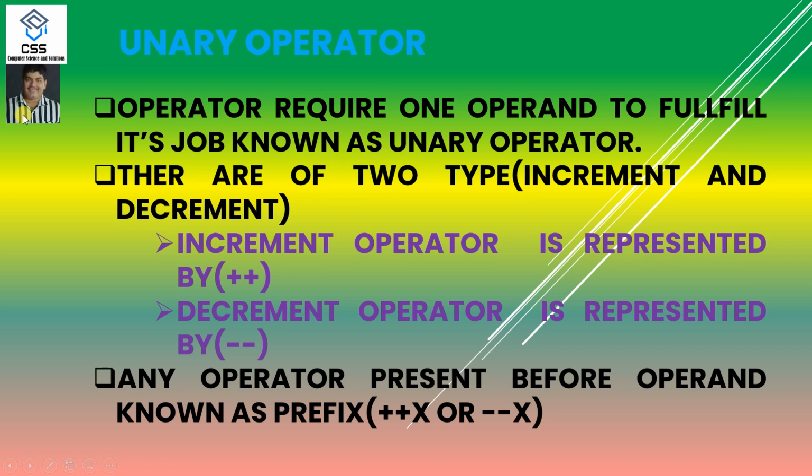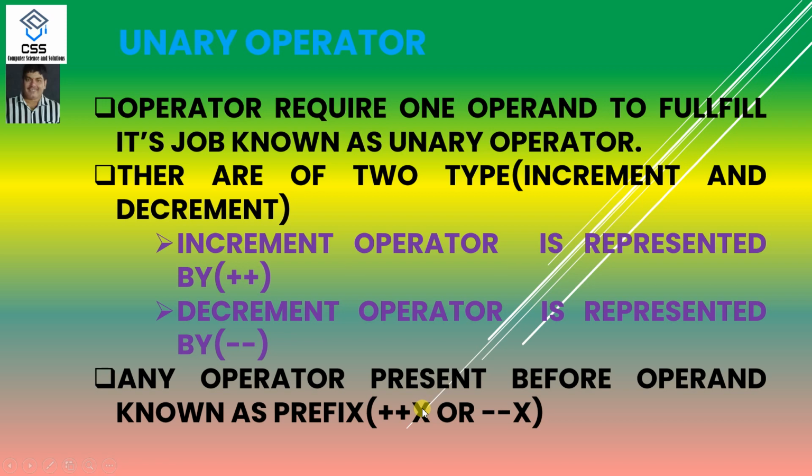A unary operator, as we discussed, requires one operand or variable. Unary operators are of two types. One is the increment operator and one is the decrement operator. The increment operator is represented by ++ and the decrement operator is represented by --. The increment and decrement operators may be represented in two ways. One is prefix type or pre-order, another is postfix type or post-order. Any operator present before the operand, meaning the left side of the operand, is known as prefix, and the right side of the operand is known as postfix.